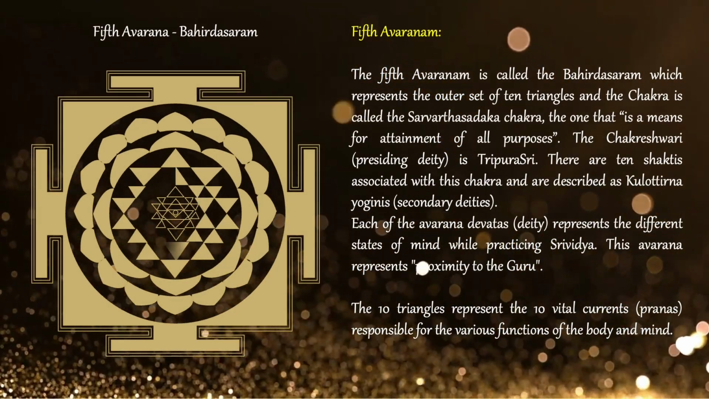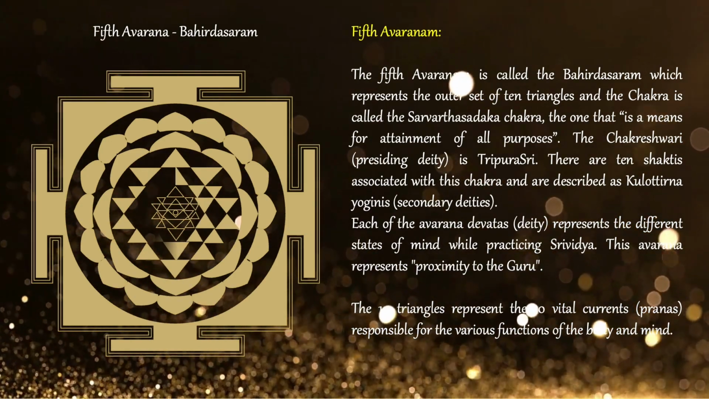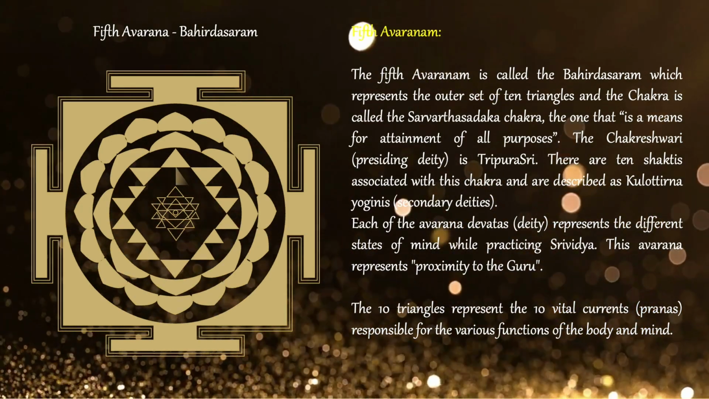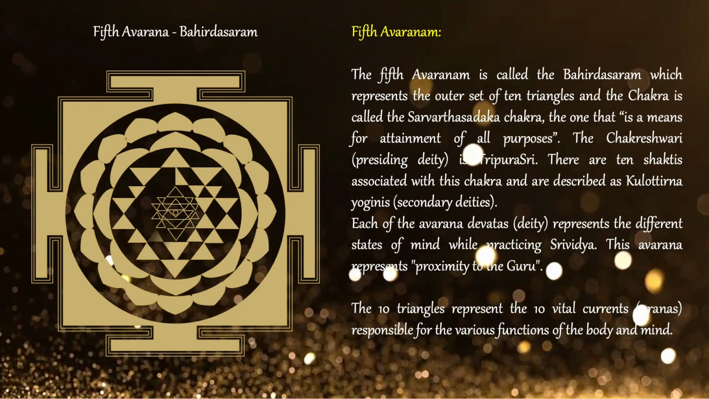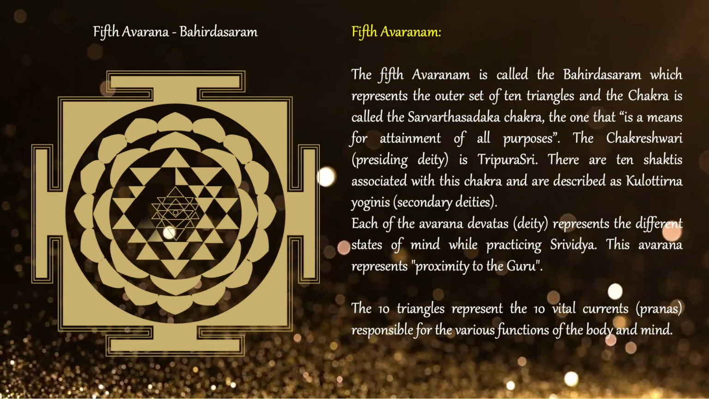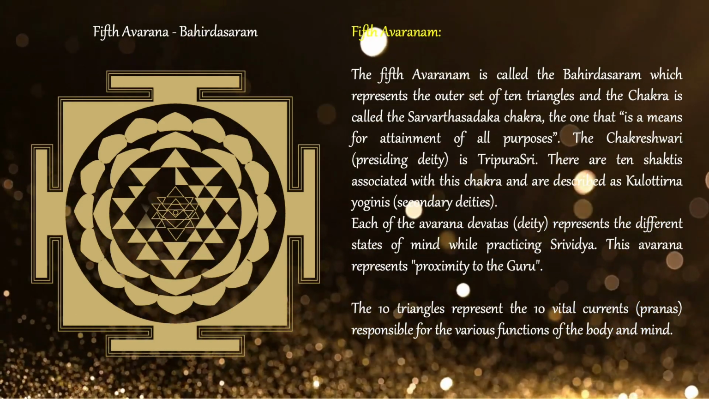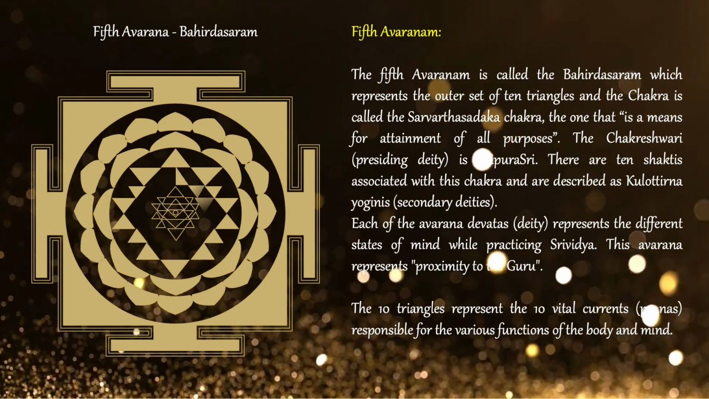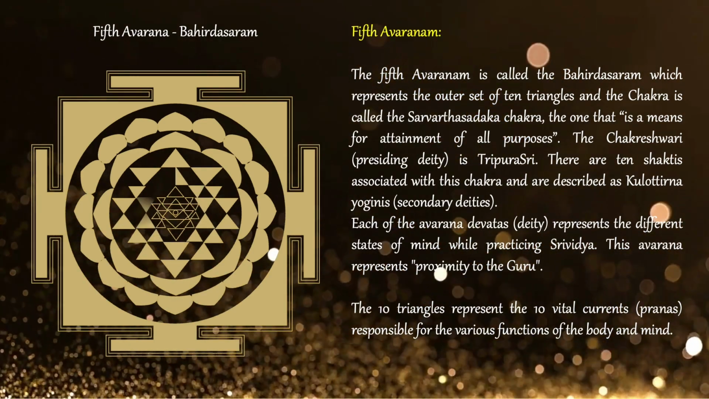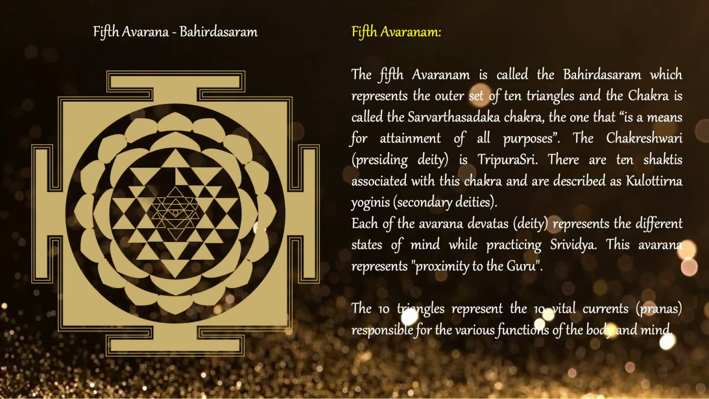The fifth Avaranam is called the Bahir Dasharam, which represents the outer set of 10 triangles, and the Chakra is called the Sarvartha Sadhaka Chakra, the one that is a means for attainment of all purposes. The Chakreshwari is Tripura Shri. There are 10 Shaktis associated with this chakra and are described as Kulotirna Yoginis.